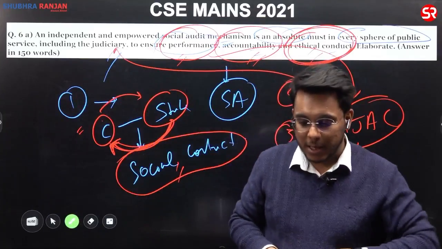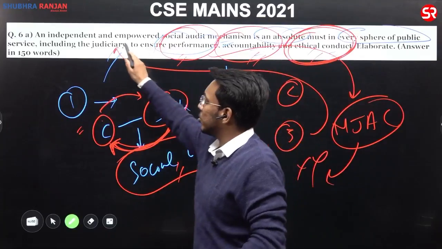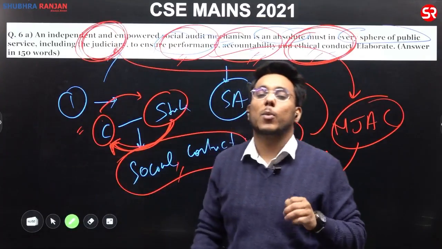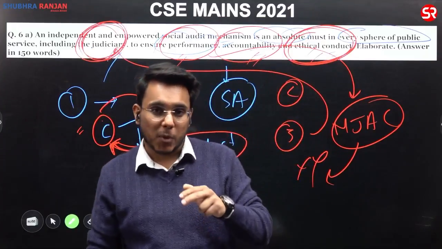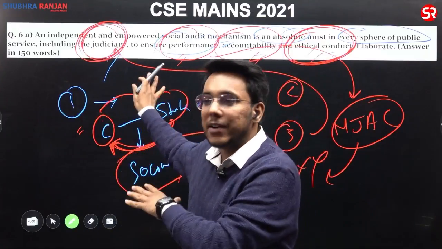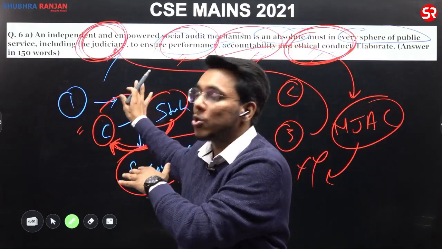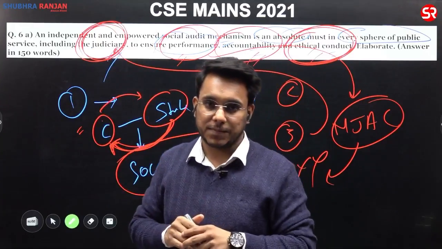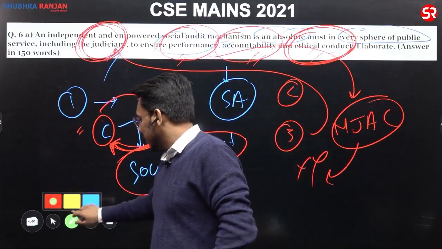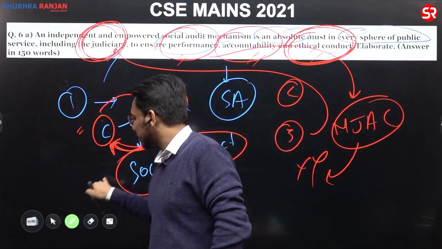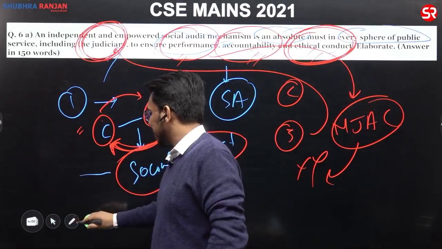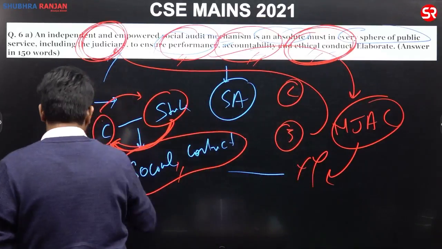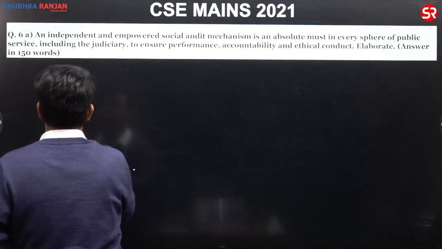Now, one thing you need to keep in mind: when you are talking about the judiciary, you need to be very diplomatic here. Neither should you leave it unaddressed, nor should you become too critical. You need to be a little bit diplomatic on this point. So that is about it. Now moving to the next and final part of our question.